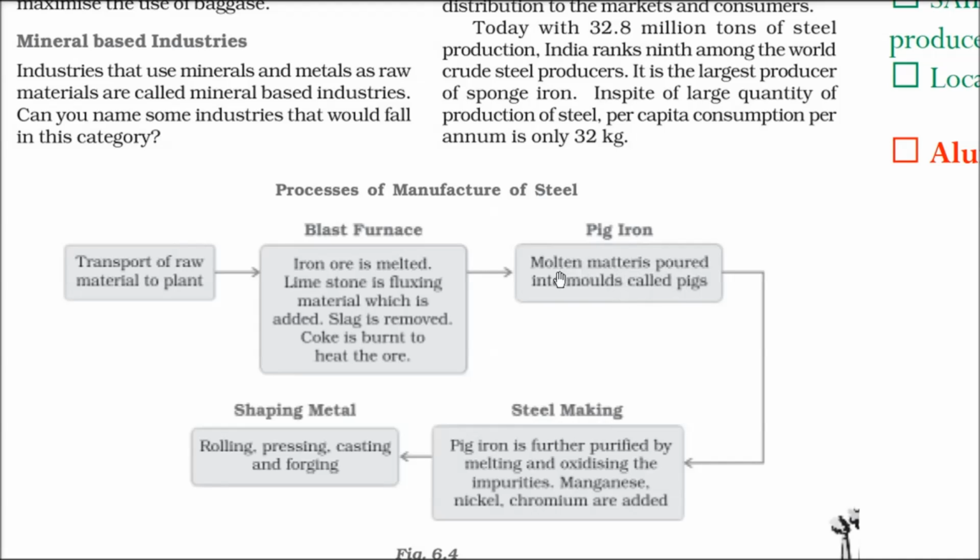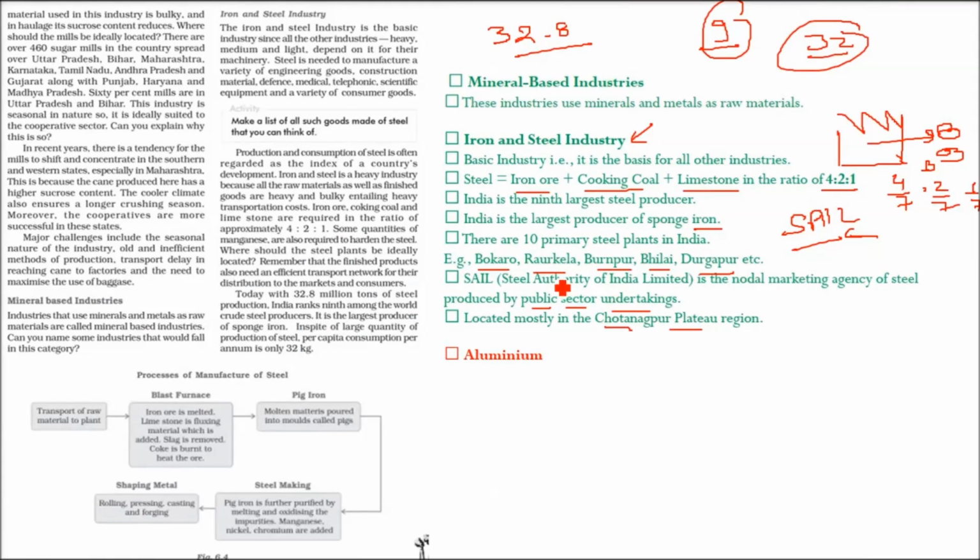The molten iron which we got from the burning of coke is put in molds so that it takes shape. These are called pigs. Then the steel is made. Pig iron is purified again, using processes like melting and oxidizing the impurities. Then we add manganese, nickel and chromium, which give strength to the steel. Finally, with various machines, we give rolling, pressing, casting and forging to shape the metal.